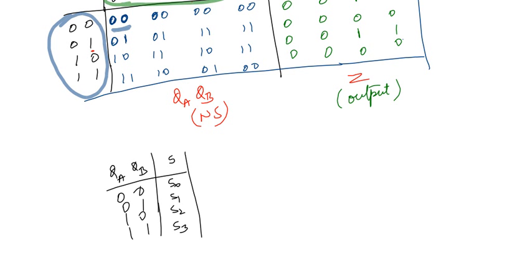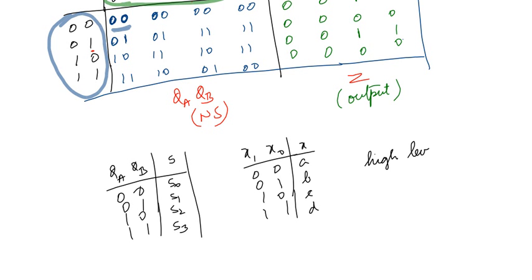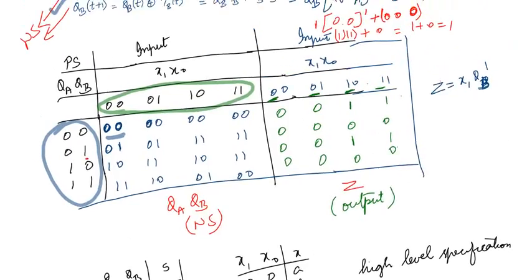Similarly, what are the inputs? X1, X0, 2 inputs we have. So I am going to give names: 0 0, 0 1, 1 0, 1 1. If it is 0 0, I give the name A, B, C and D. So now it becomes high level. Representing like this is called high level specification. So what is the input?